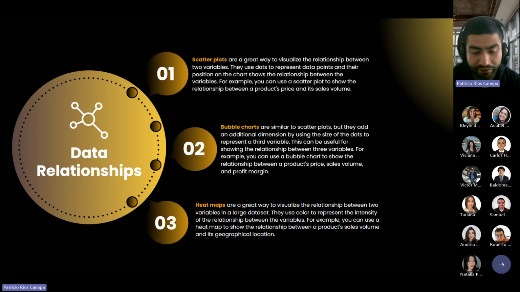Okay. And finally, my preference, which I always use in my dashboards, is the heat map. Heat maps are a great way to visualize the correlations between variables. The use of colors also represents the intensity of the variable, so you get to visualize really spot on how your data is behaving between different variables. So heat maps are really good in terms of visualizing relationships.